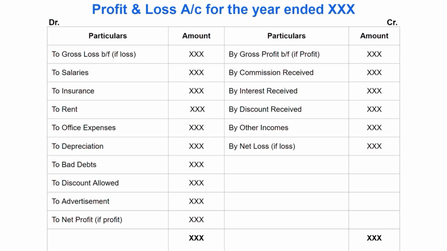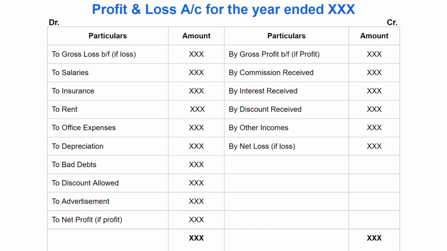Then on the debit side we record all the indirect expenses such as salaries, insurance, rent, office expenses, depreciation, bad debts, discount allowed, advertisement. And on the credit side we record all the indirect incomes: by commission received, by interest received, by discount received, and other incomes.